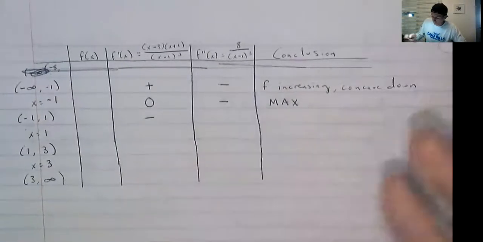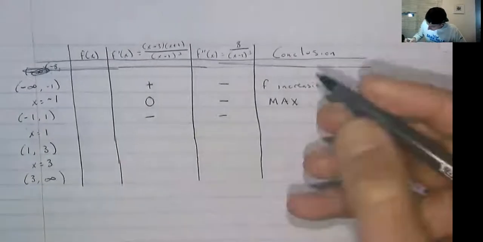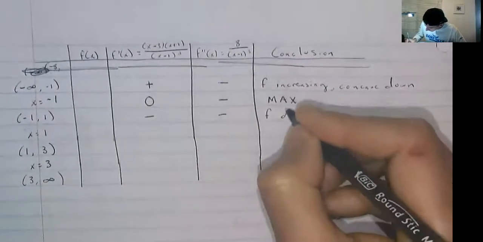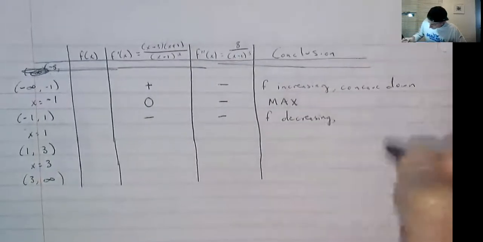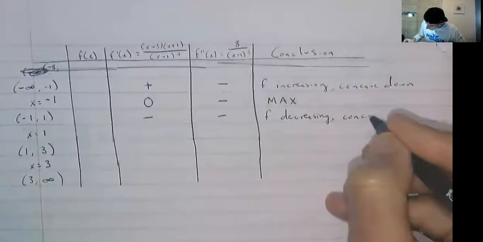And here we are negative again, so we're still concave down. Now f is decreasing and concave down. So no change in concavity.